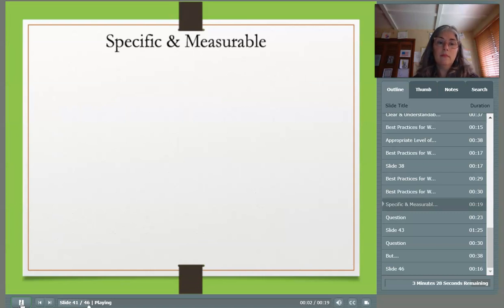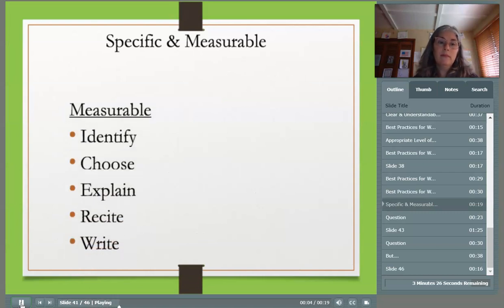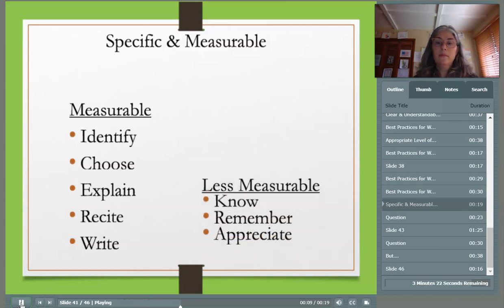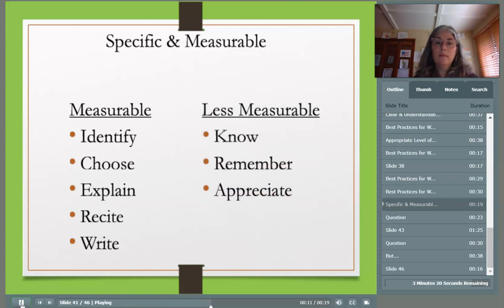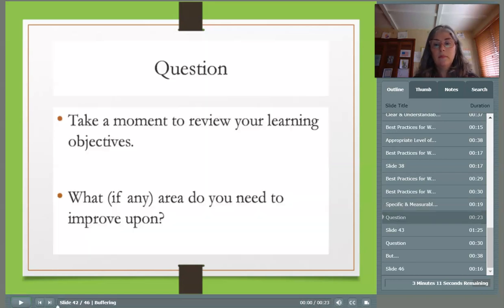So with this idea of specific and measurable, you want to consider what verbs you use. Some verbs are more measurable than others. That doesn't mean that there are certain verbs you can't use. You just want to make sure that you are writing it in a way that is specific enough for you to be able to measure it.